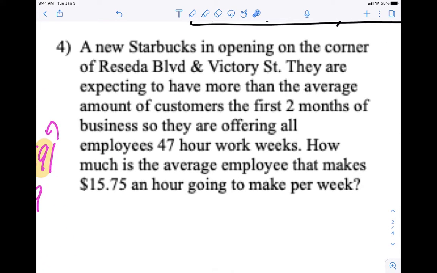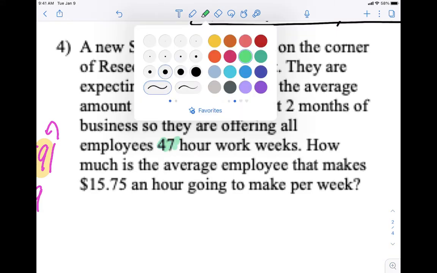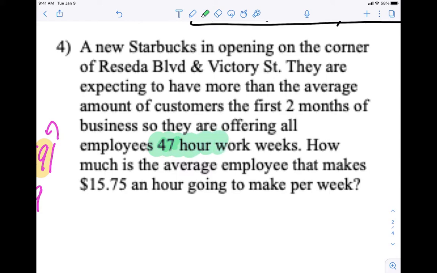Number 4. A new Starbucks, by the way, this is supposed to be "is," not "in," is opening on the corner of Reseda Boulevard and Victory Street. I'm not sure if you guys knew that. Across the street from McDonald's, across the street from Reseda Park too. They are expecting to have more than the average amount of customers the first 2 months of business, so they are offering all employees 47-hour working weeks. They're saying, hey, come work for us. We promise you 47 hours a week for sure.